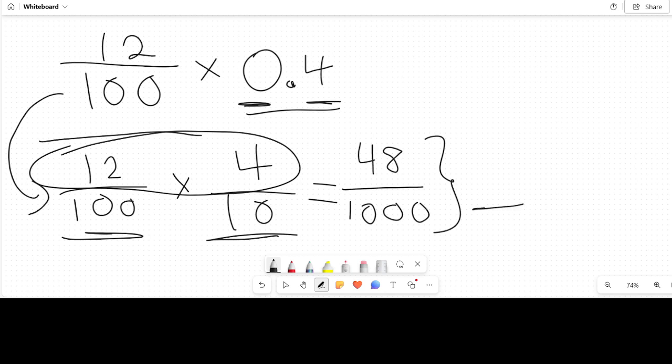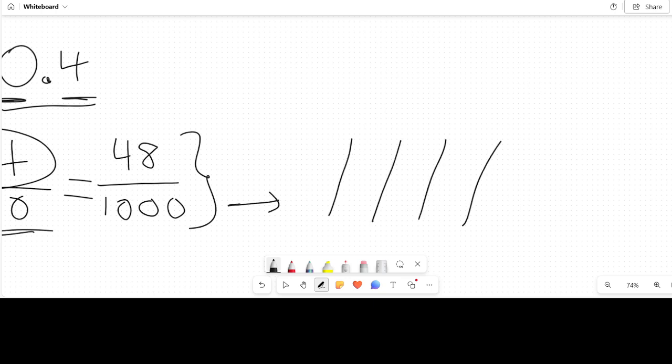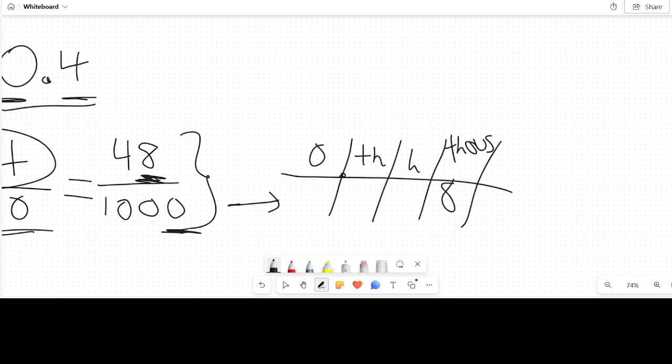So if you need to, you can always use a place value chart, or you can make your own. So I'm going to go ahead and make my own. So I have my ones place, tenths place, hundredths place, and then thousandths place. So since I'm working with the thousandths, my last digit in my numerator, my rightmost digit in the numerator, is going to land in the thousandths place, and then I'm going to move to the left. So I have a 4 in the hundredths place.